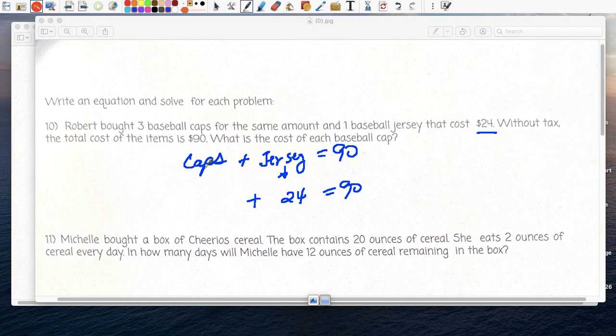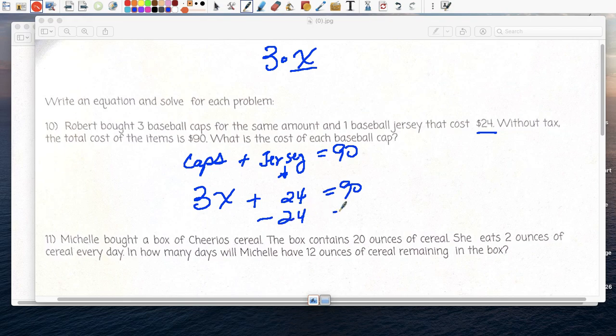Do I know the price of caps? Well, if I wanted to find how much we spent on caps, I would do 3 times, right, about 3 caps times whatever the value is. But I don't know the value, so I call it x. And that's what I'm going to write over here. That's the equation for your word problem.